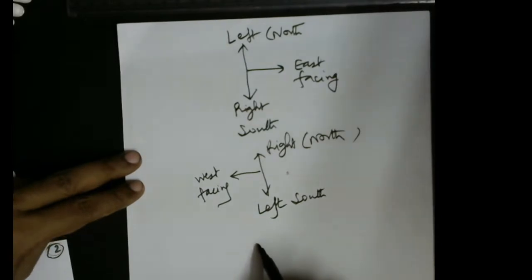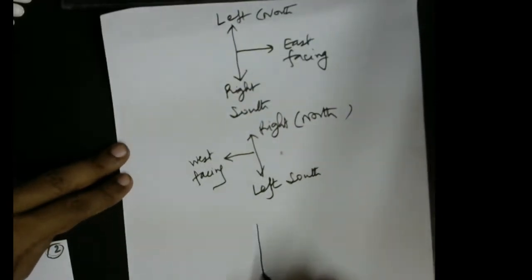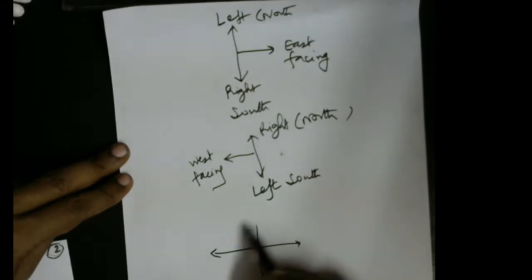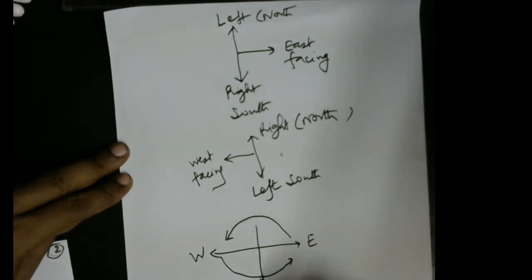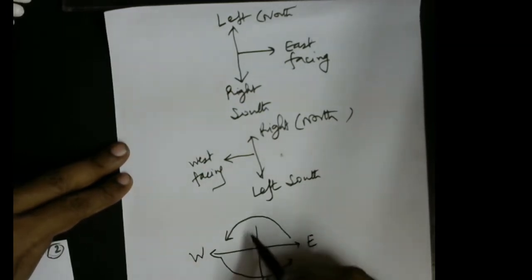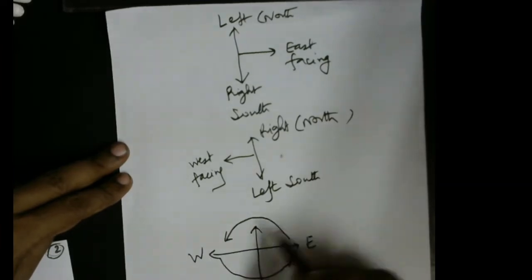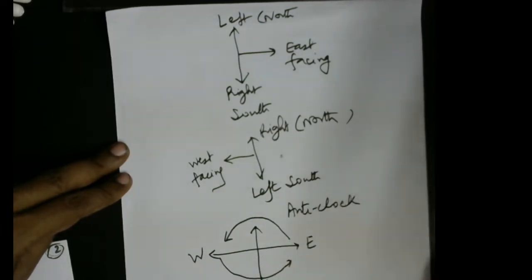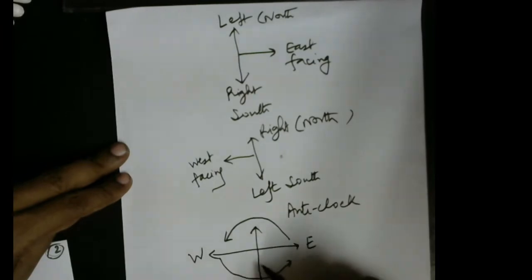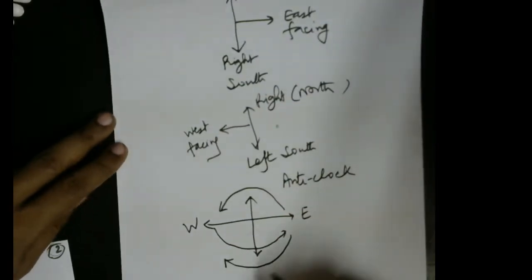One more point I must mention here: from east to west, going this way from west to south, and then east again, this movement is anti-clockwise. So anti-clockwise movement will be from right hand to left hand facing north, and clockwise will be the reverse. Then from east to west towards south, this will be clockwise.